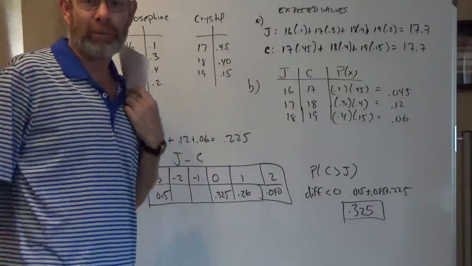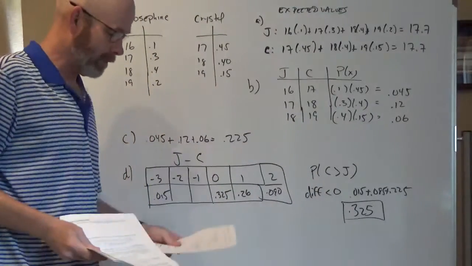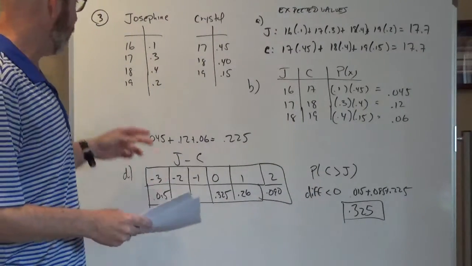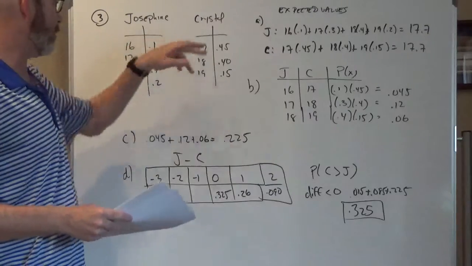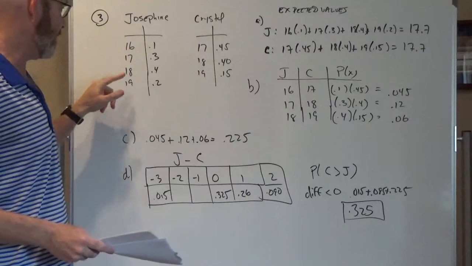Okay, I'm going to go ahead and do problems 3 and 4 together here. This saves a little bit of time. First question, number 3, we have this little contest where Josephine and Crystal are both playing, and these are their probabilities of getting certain scores, right? 16, 17, 18, 19, 17, 18, 19.